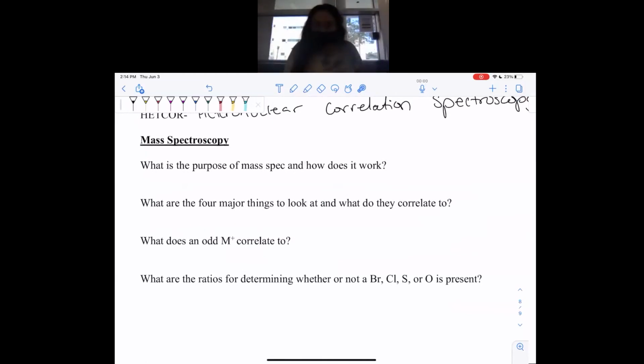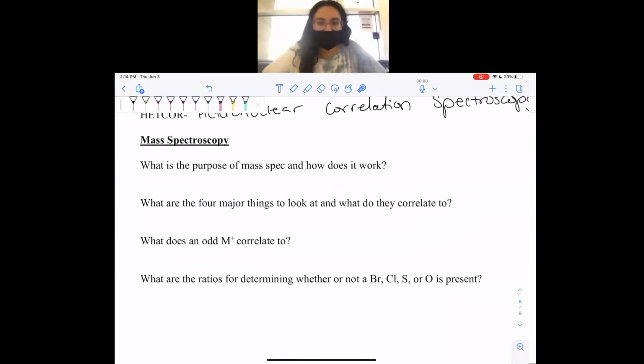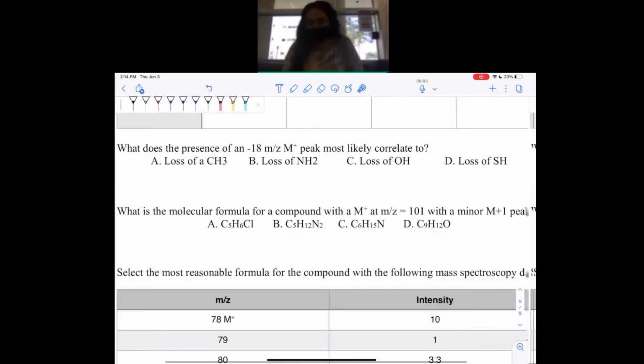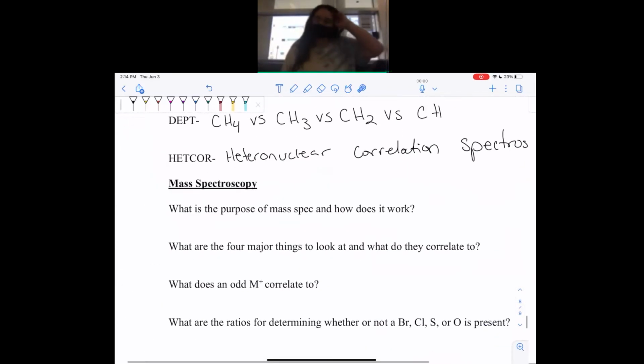Okay. We are on to mass spec, people. We're almost done. We got this. Okay. I'm trying to decide if I want to go through the questions like this or if I just want to draw something for you. I think I'll do a little bit of both. Okay. So, someone tell me, mass spec, what do you know about it? Teach me something.